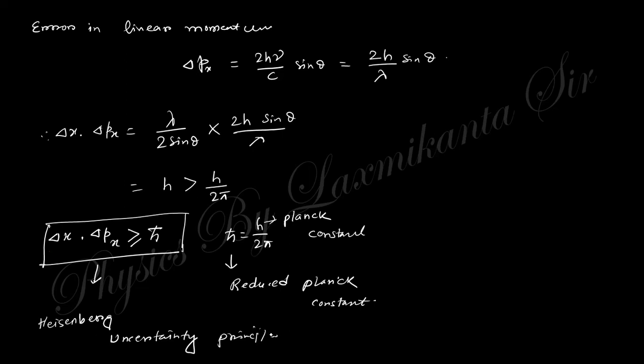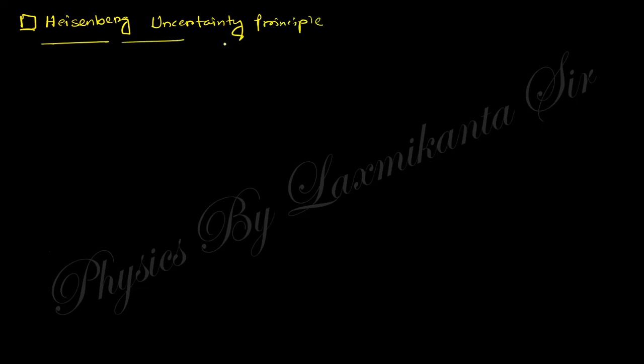Okay, so if you want to know about the Heisenberg uncertainty principle, you can say that it is impossible to measure the position and momentum simultaneously. It is impossible to measure these two phenomena simultaneously. They may be position and momentum, they may be energy and time, that is the pair.